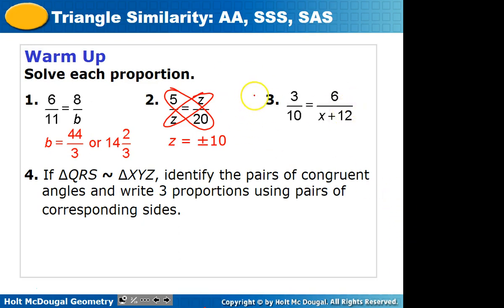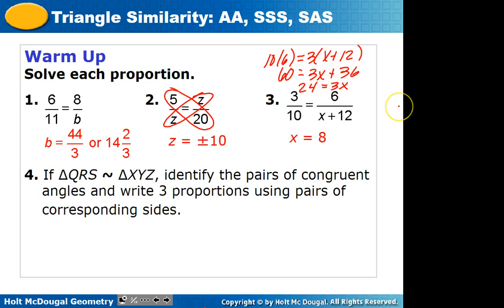Over here with number 3, we would multiply 10 times 6 and set that equal to 3 times x plus 12. So this would be 60 equals 3x plus 36. So that would be 24 equals 3x, because we would have subtracted the 36 from both sides. So for number 3, x equals 8.